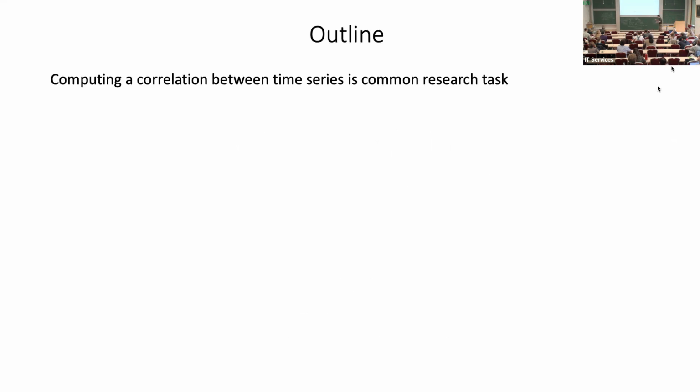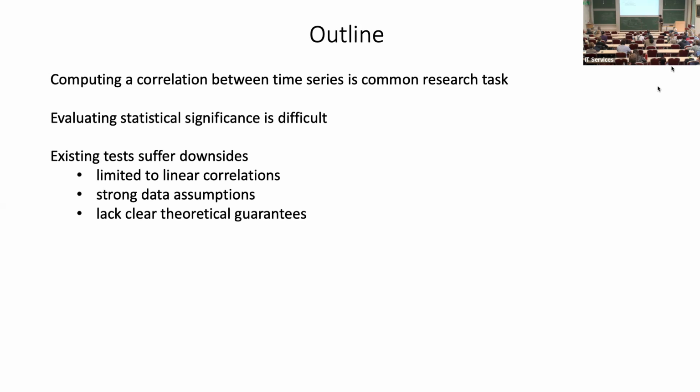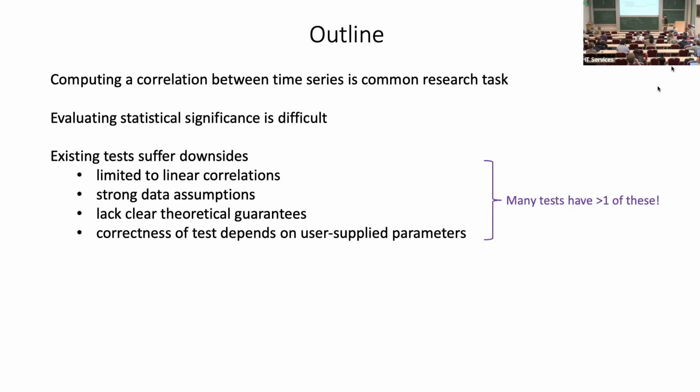So whether it's exciting or not, oftentimes in field disciplines where we go out into the world and take measurements, we often find ourselves taking correlations between time series. It turns out that evaluating the statistical significance of these correlations is a surprisingly difficult task. And because of this, existing tests that we currently have have a variety of downsides. For instance, they may be limited to only linear forms of correlation. They may make strong assumptions about your data. They may lack theoretical guarantees, or they might have a parameter and you've got to pick the right parameter. And if you don't get it right, then it's not a legit test anymore. So that one's kind of unfortunate. And a lot of tests have more than one of these downsides.